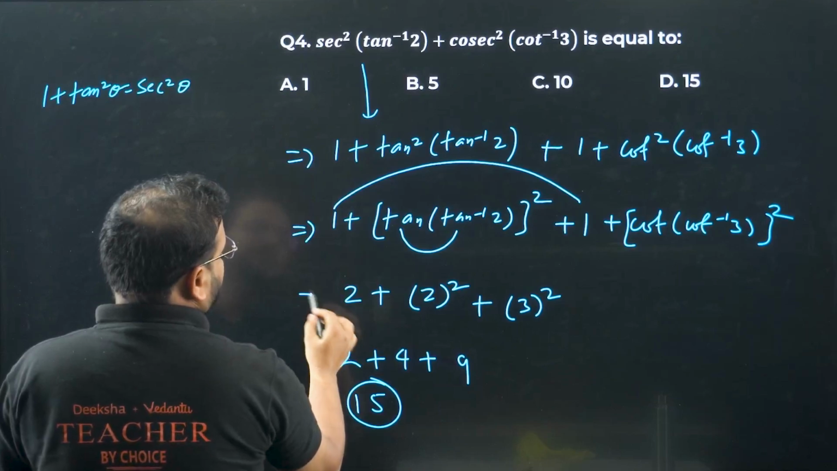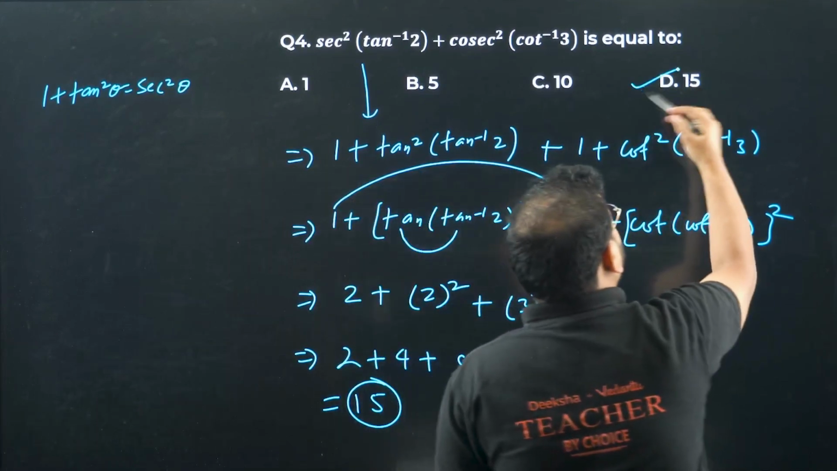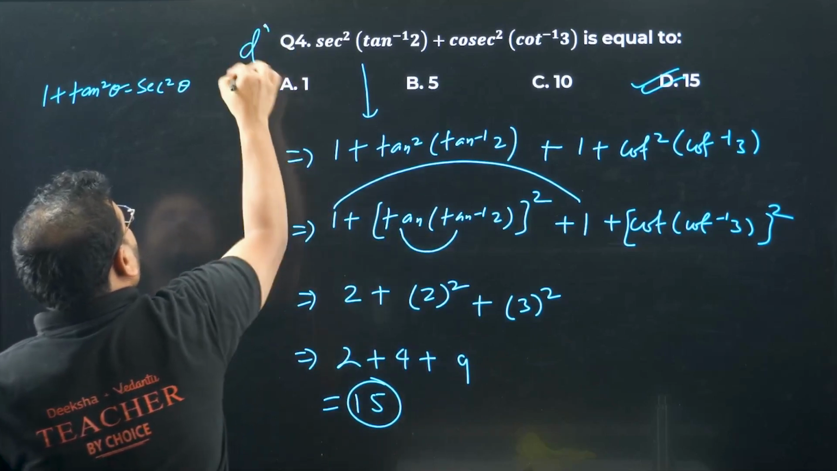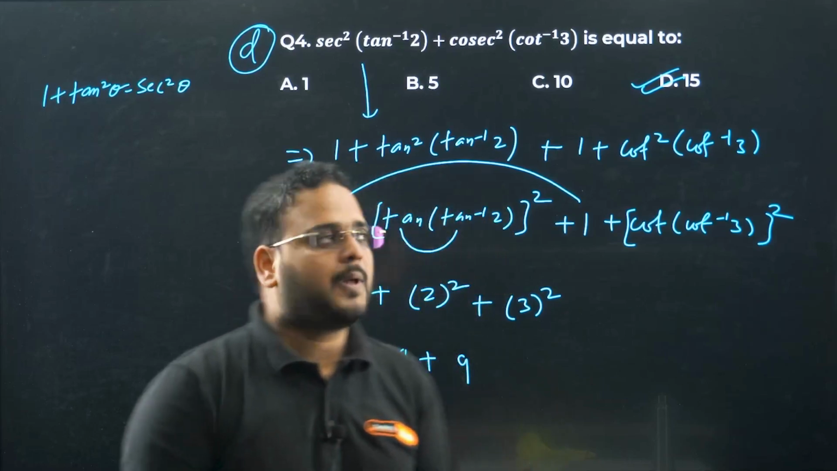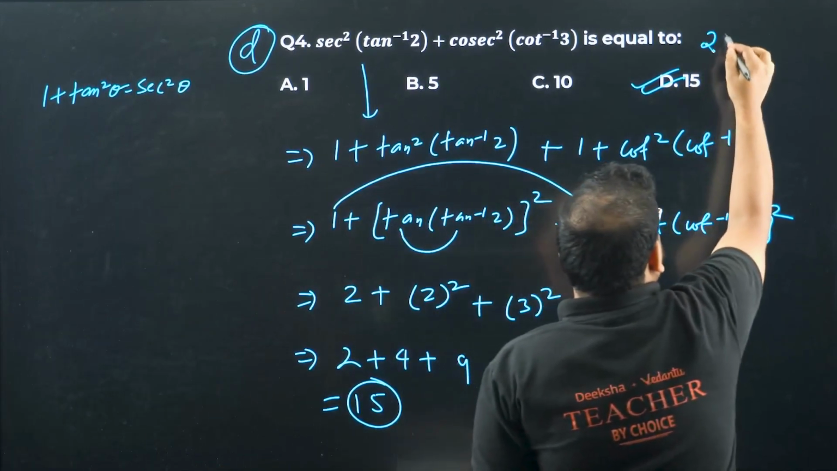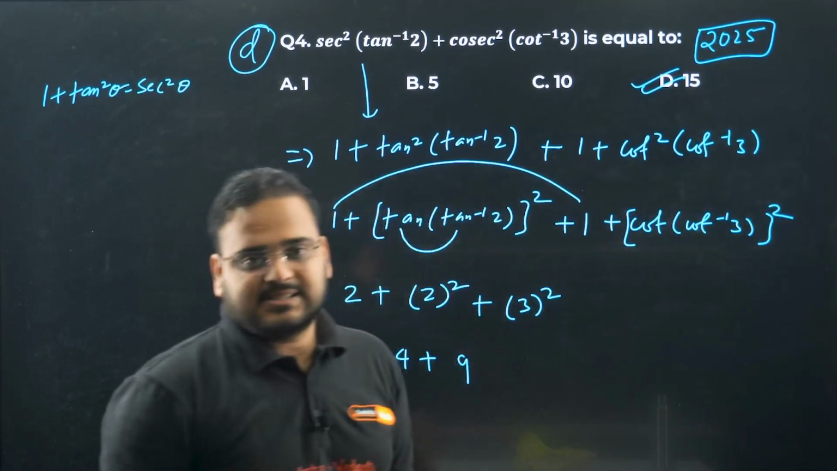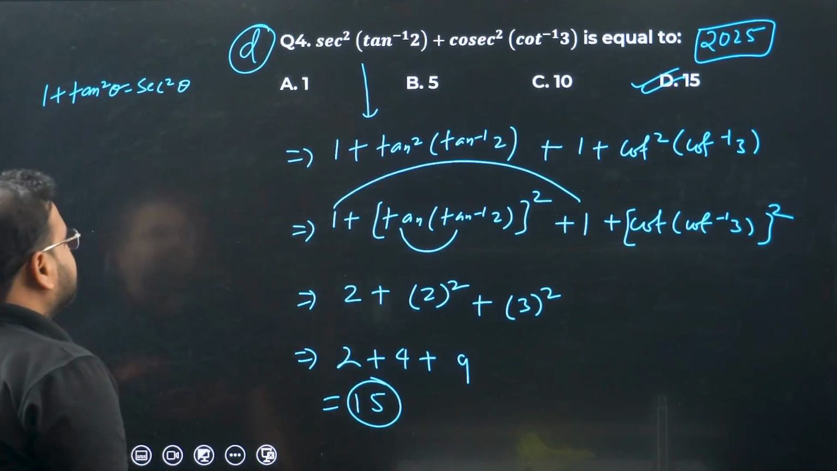Be careful. I hope this is all making sense to you. Answer is option number D. Great. Simple question. It's a PYQ. Okay. Moving on. It's a previous year question. This is from 2025 CET, one of the sets. Okay. Fourth is done. Next question.